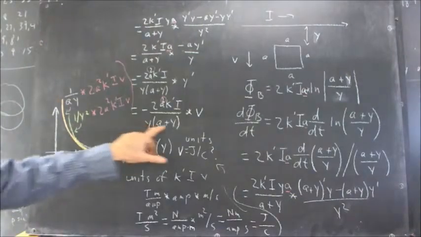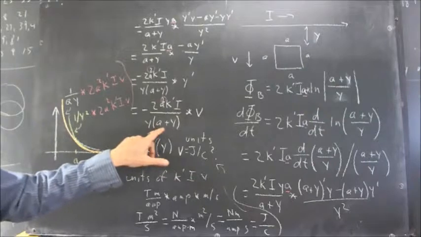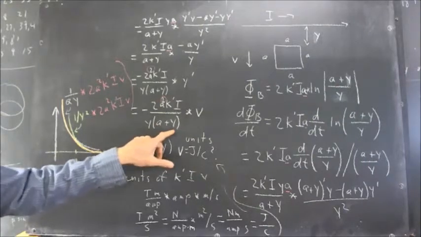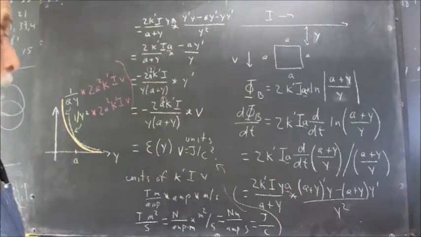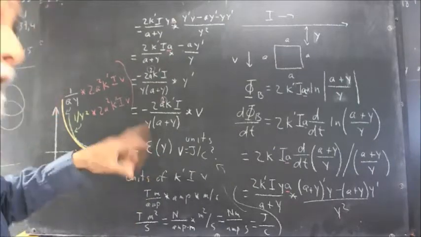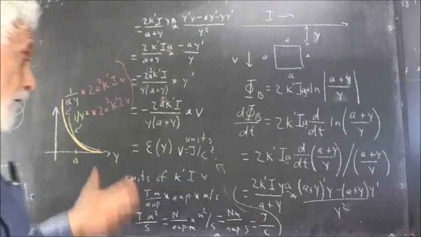Well, what happens here as y approaches infinity? We have a y squared in the denominator. The a becomes pretty much irrelevant. The denominator acts like y squared, and this does approach 0, so that the EMF, the voltage around the loop, does approach 0.